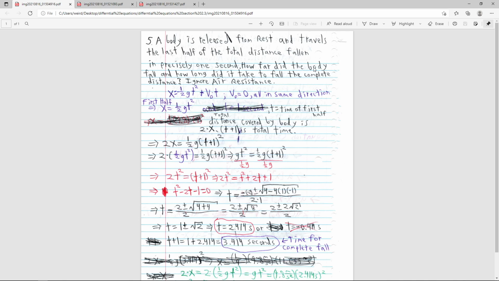So it's similar to the last one. A body is released from rest and travels the last half of the total distance fallen in precisely 1 second. How far did the body fall, and how long does it take to fall the complete distance? Ignore air resistance.